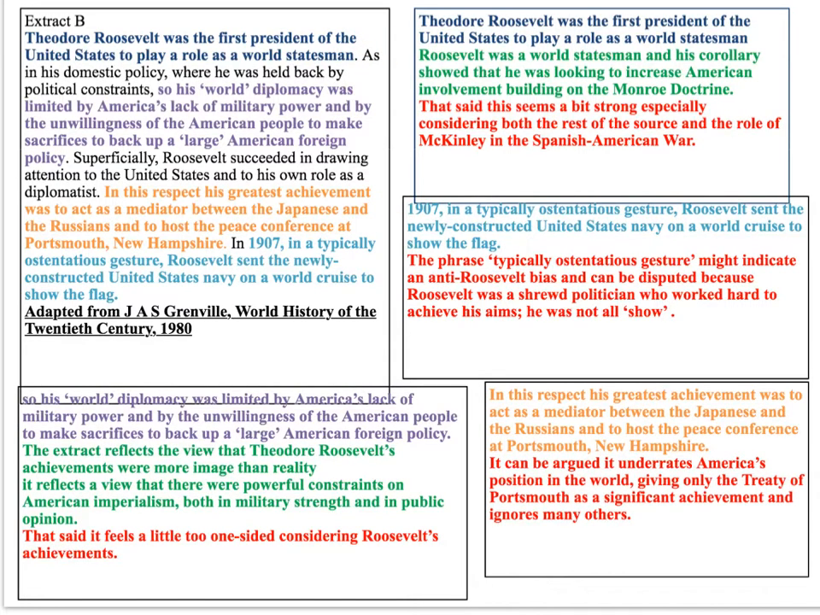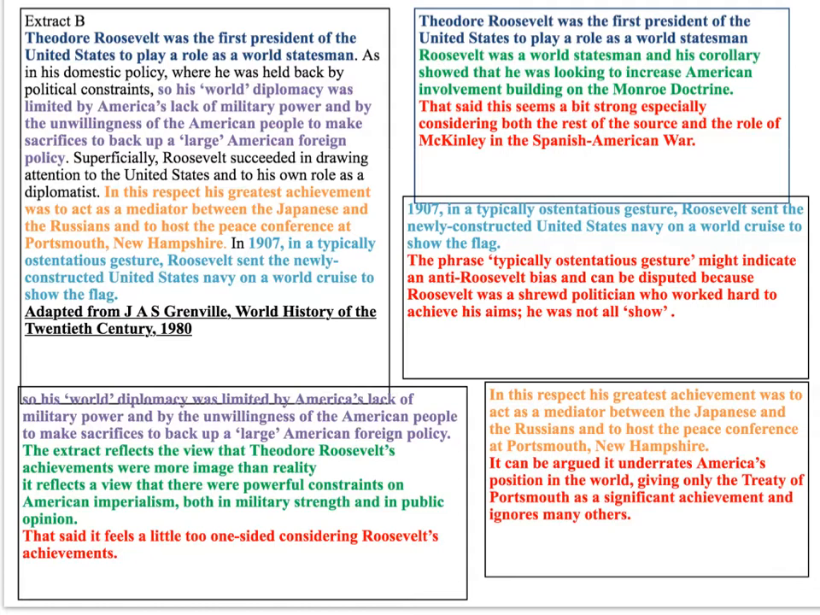So let's move on and think about this. Yes, the purple one then, and he's talking about limitations there. And it reflects the view that Roosevelt's achievements were more image than reality. It reflects the view that there were more powerful constraints on American imperialism, both in military strength and public opinion.